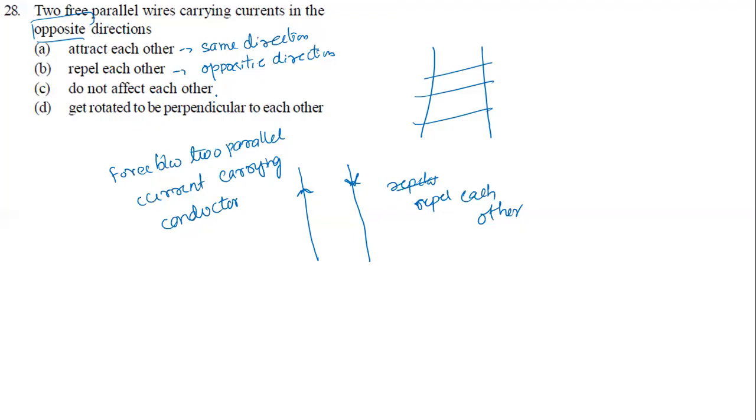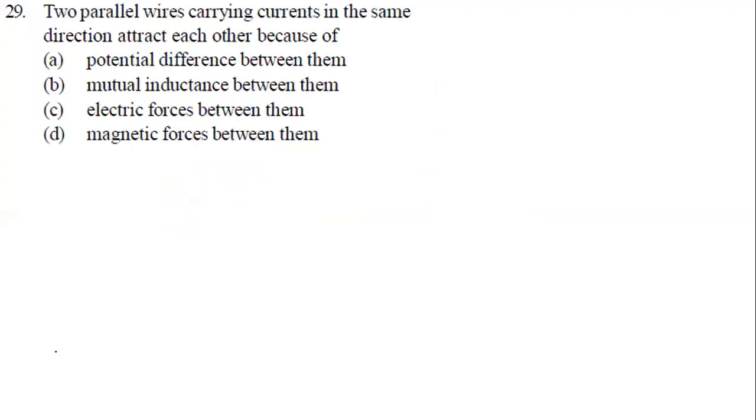No, then they should not carry a current. Okay, there is no current, there is no magnetic field. Rotated perpendicular to each other? No, these two options are not possible at all. Okay, so it's clear now. So we got two questions here only. Let's see the next question now.